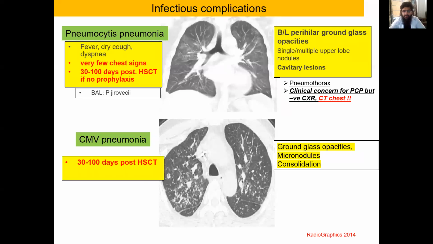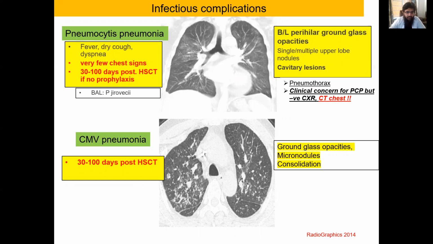And the CT chest, as shown here, the coronal view of the CT chest, shows bilateral perihilar ground glass opacities. The patient may even have cavitary lesions or pneumothorax that we need to be careful about. And if we have clinical concern for pneumocystis, depending upon the settings, and there are no findings in the X-rays, it is better to get a CT chest.